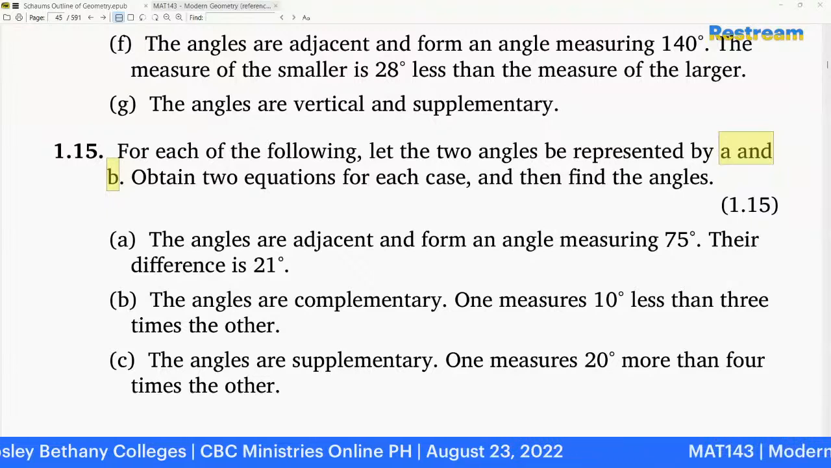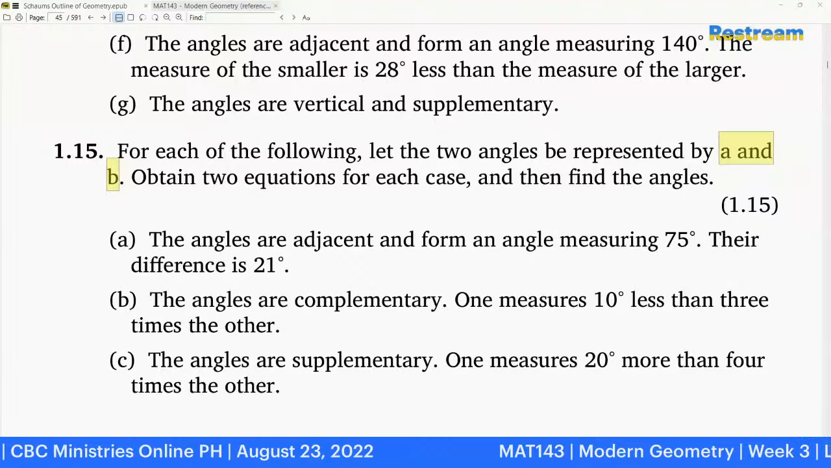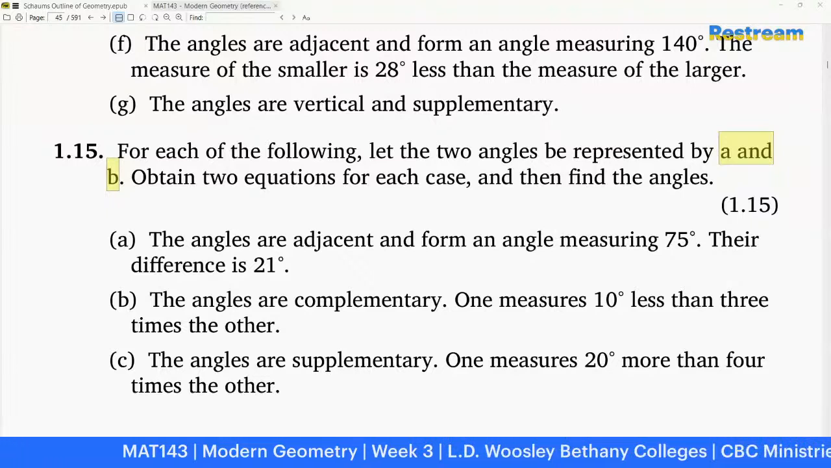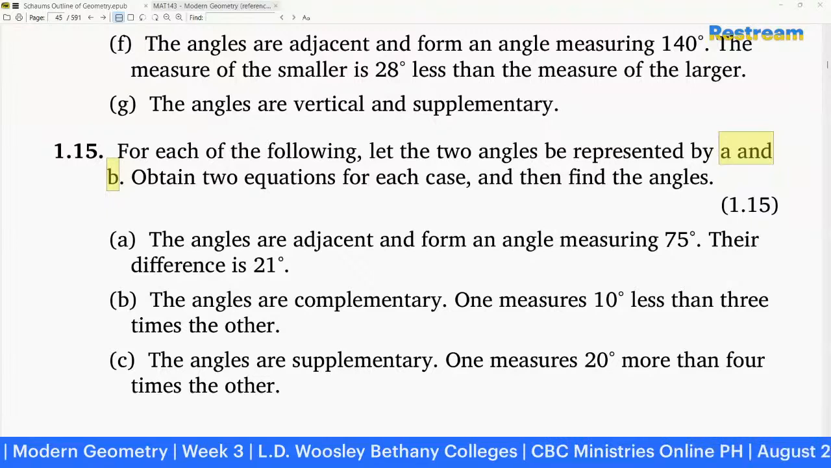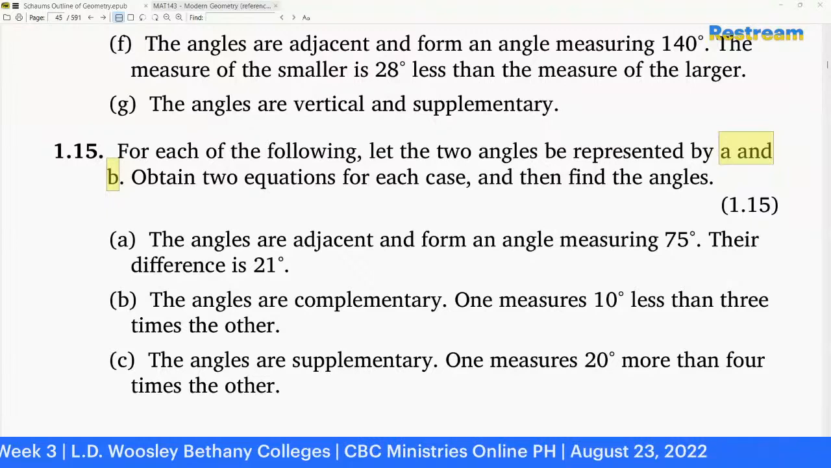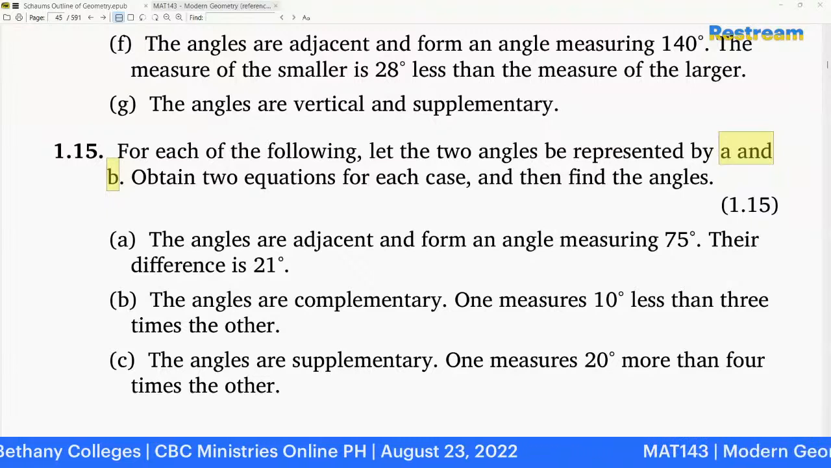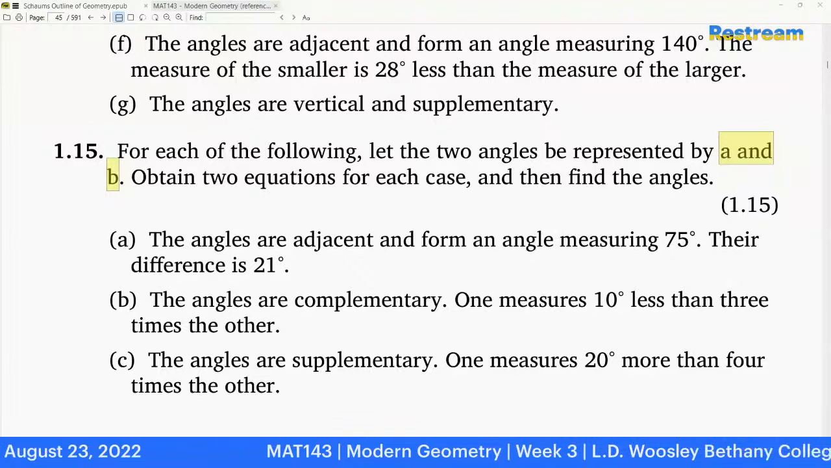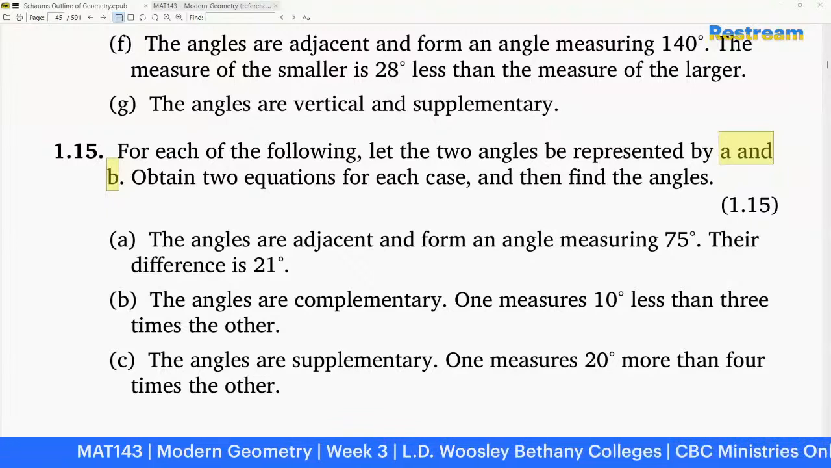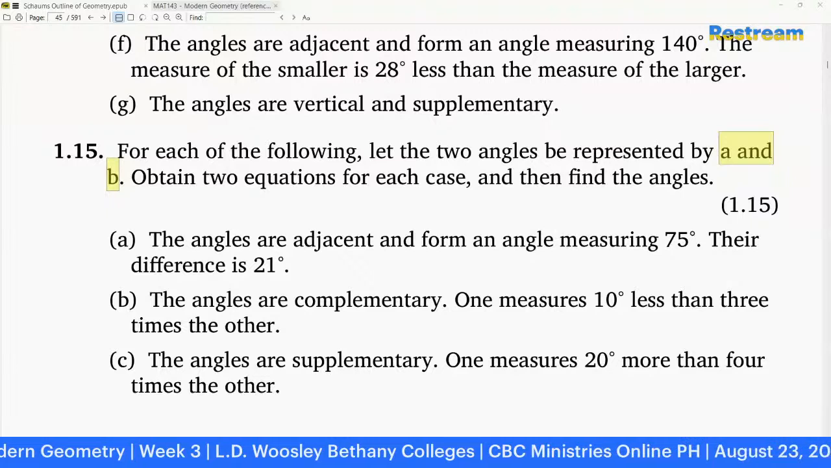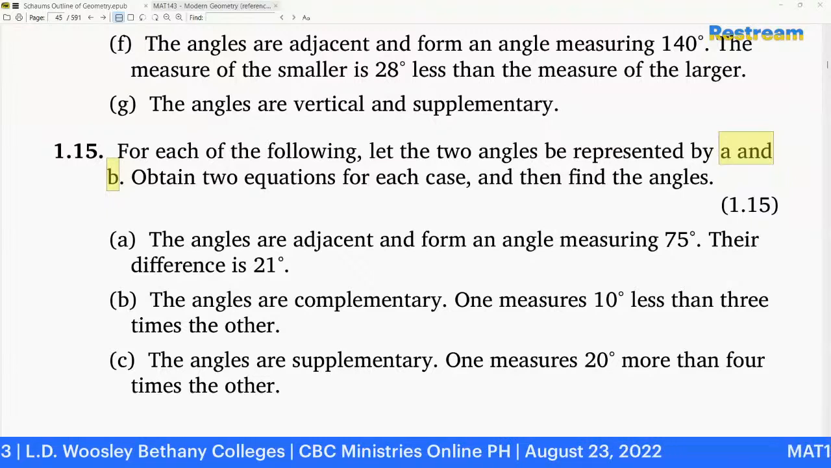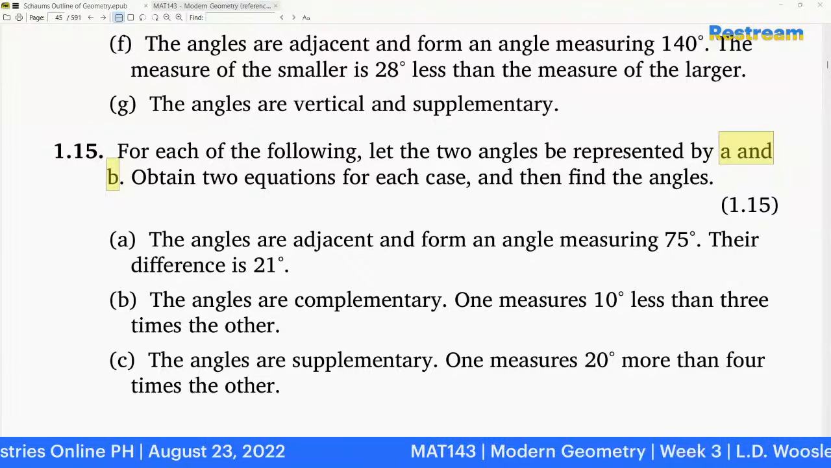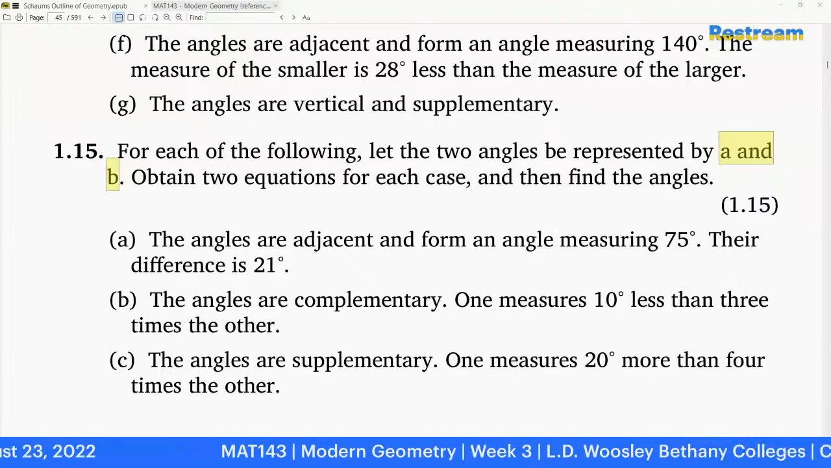What is B? 32 po. Yun, 32. And what is A? Oops, sorry. 148 po. Correct, 148. Right? Tama yung 148 saka 32. Nagulo kasi yung ano ko. That's correct. 32 and 148. Okay?